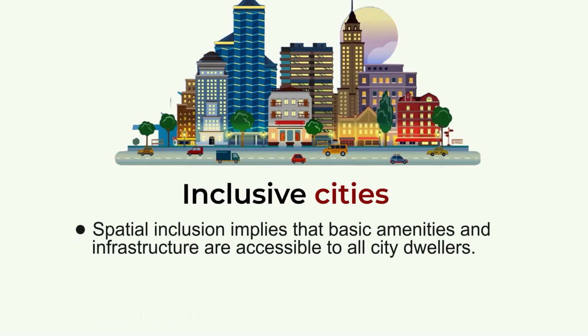All the facilities must be available to everyone despite their social or economic status. Spatial inclusion implies that basic amenities, for example, airports, railway stations, and important markets, should be situated in such a way that they are easily accessible to all. They should not be far away, or in a too congested place.